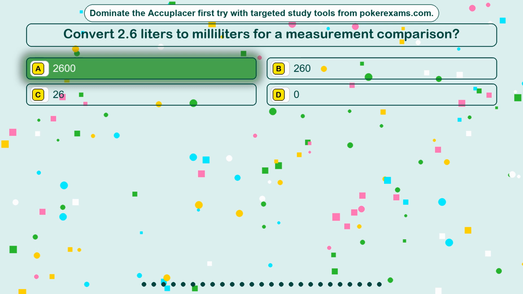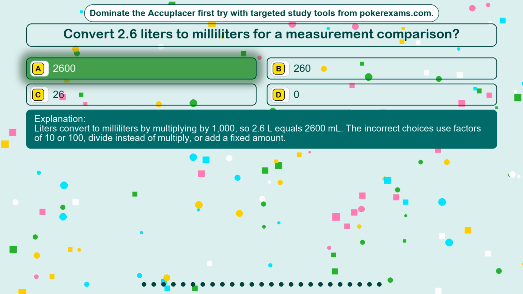The correct answer is option A, 2,600. Liters convert to milliliters by multiplying by 1,000, so 2.6 L equals 2,600 ml. The incorrect choices use factors of 10 or 100, divide instead of multiply, or add a fixed amount.